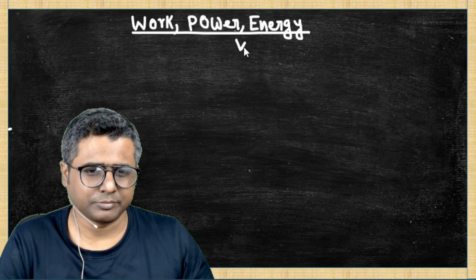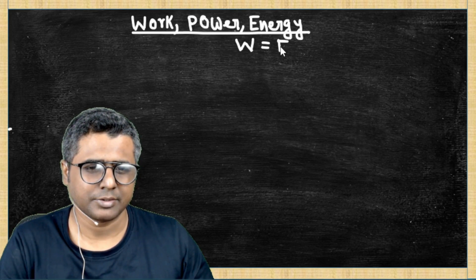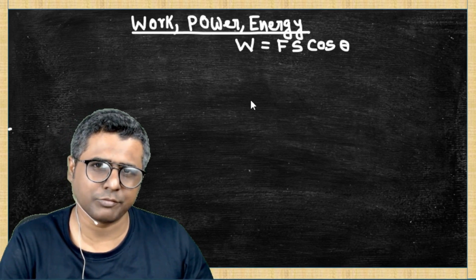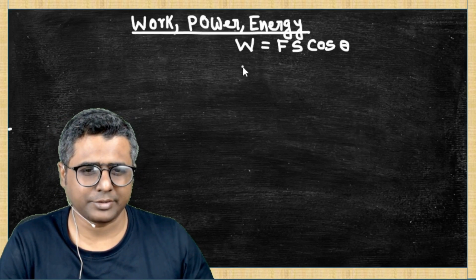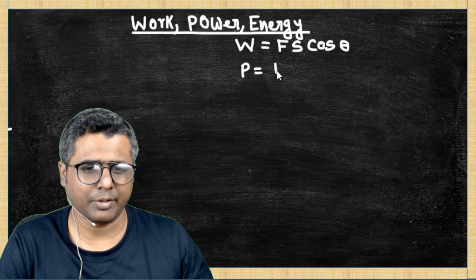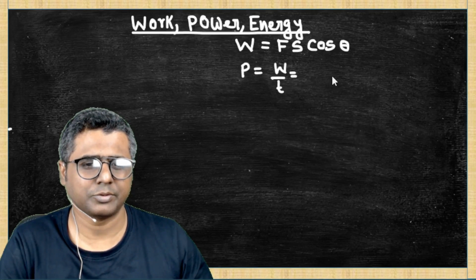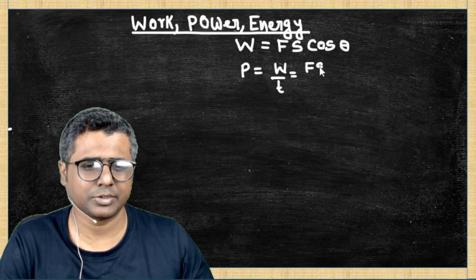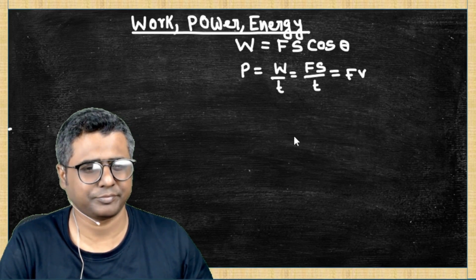So W, the first one, work. Work formula is force into displacement cos theta. This theta is the angle between the force and the displacement vector. Next is power. Power is basically work by time. So that is force into displacement by time, that is force into velocity.